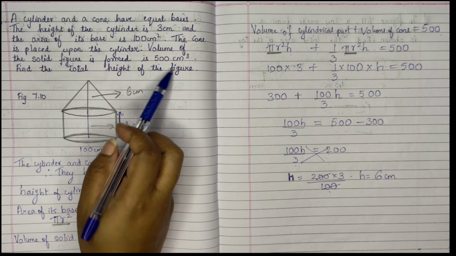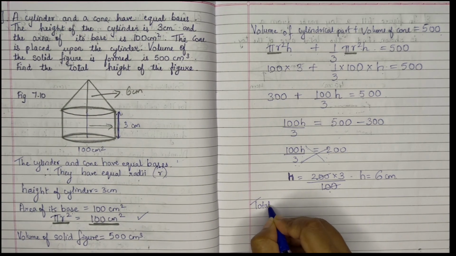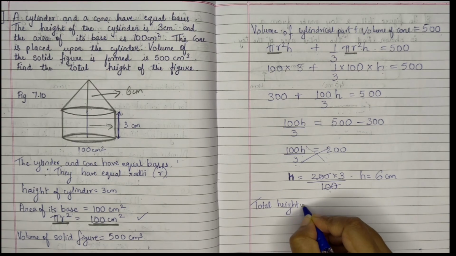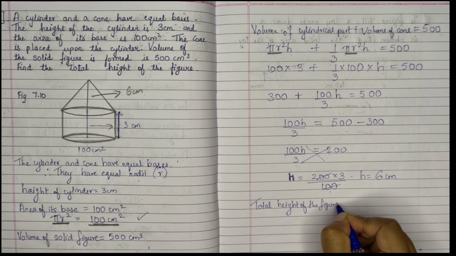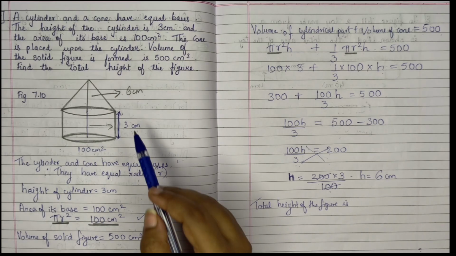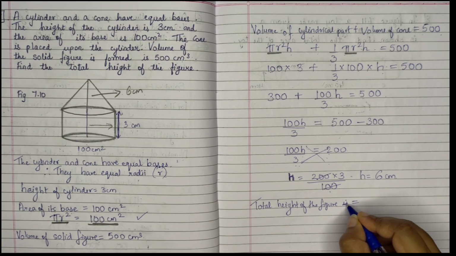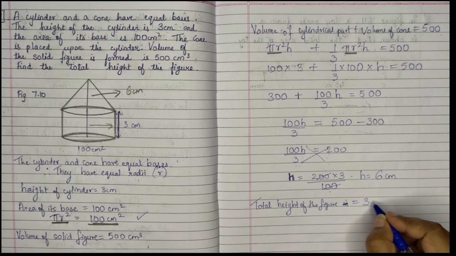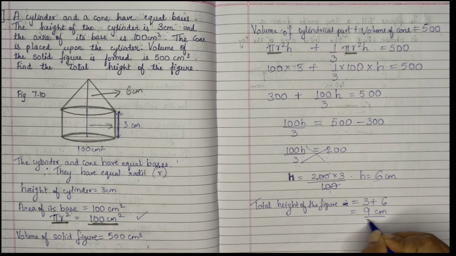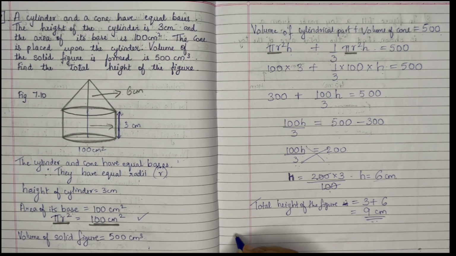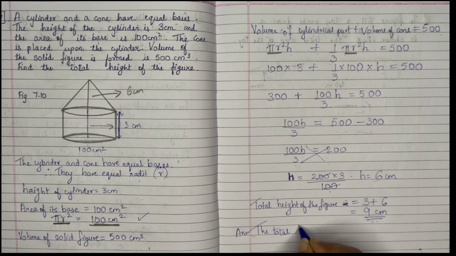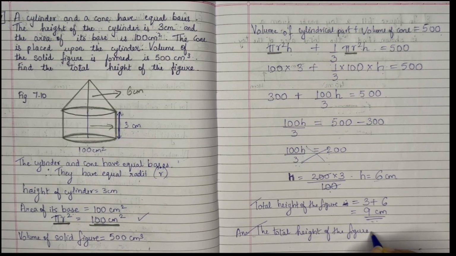Find the total height of the figure. So the total height of the figure is the cylinder's height, which was 3 centimeters, plus the height of the cone we got, 6. So 3 plus 6, 9 centimeters. Understood? So we can write the final answer. The total height of the figure is 9 centimeters. Understood?